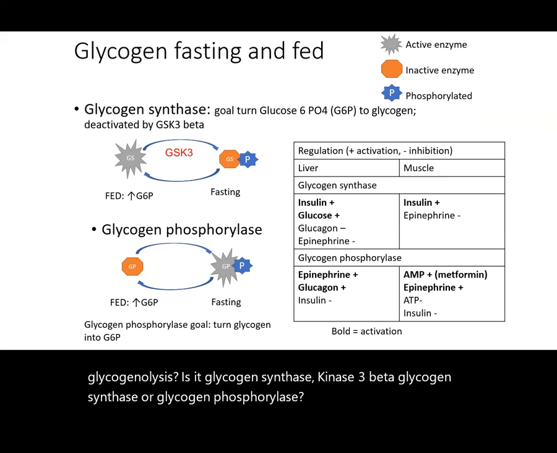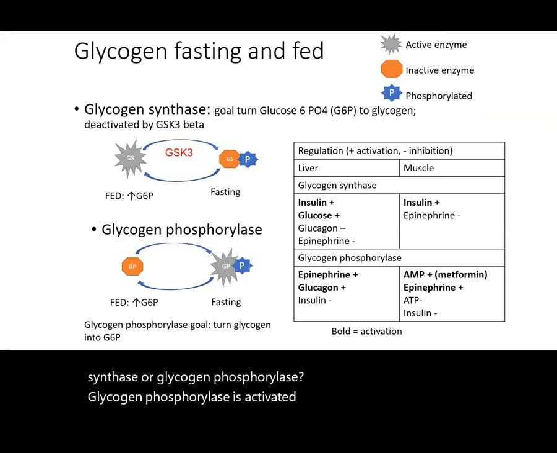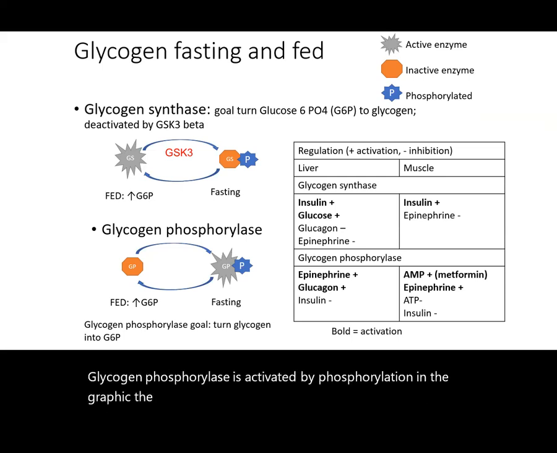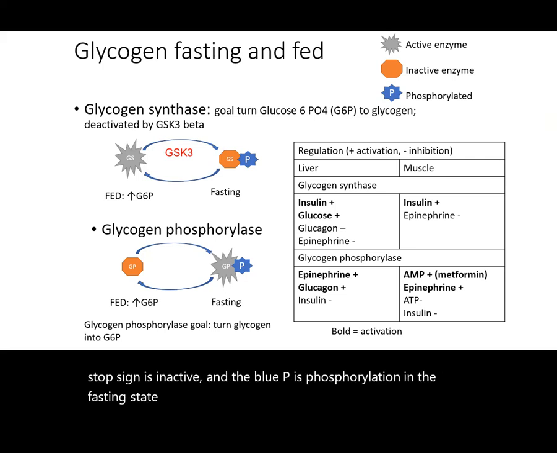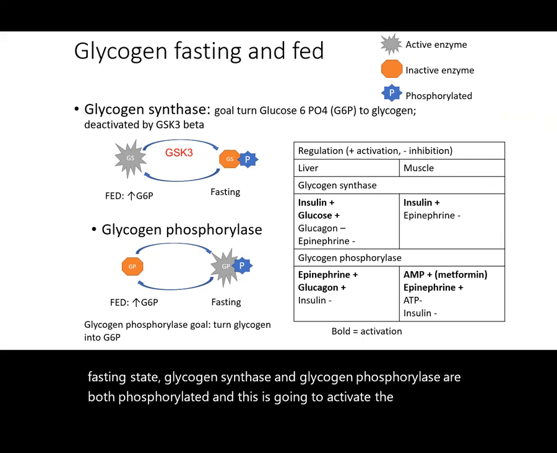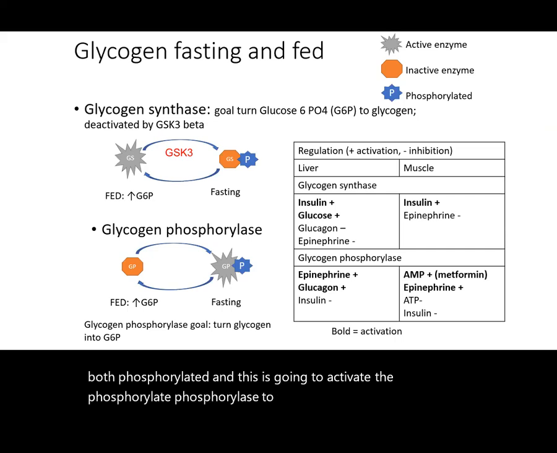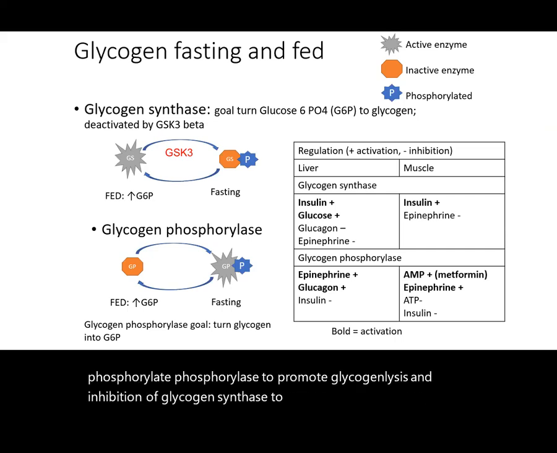Glycogen phosphorylase is activated by phosphorylation. In the graphic, the gray shape indicates active, the orange octagon or stop sign is inactive, and the blue P is phosphorylation. In the fasting state, glycogen synthase and glycogen phosphorylase are both phosphorylated, and this is going to activate the phosphorylase to promote glycogenolysis and inhibition of glycogen synthase to prevent glycogenesis.